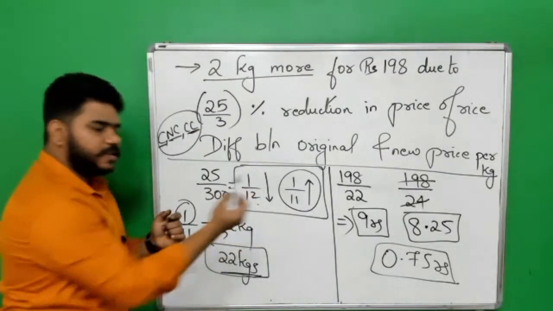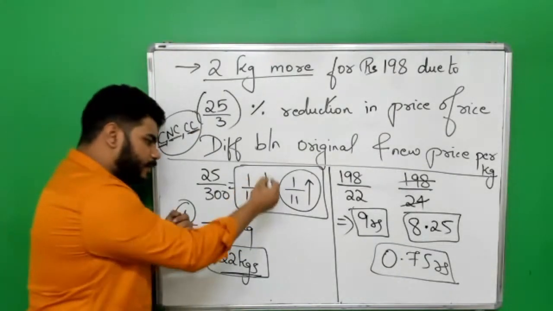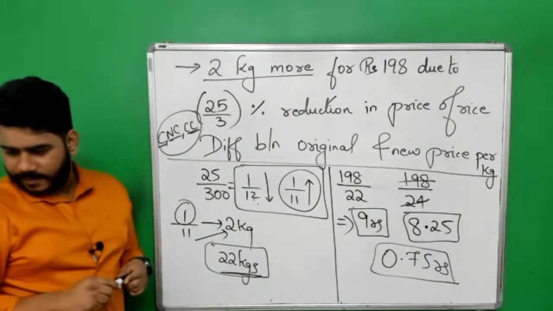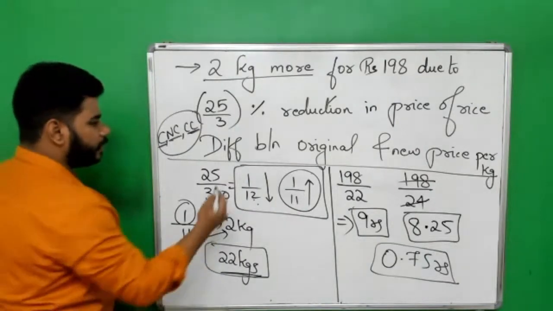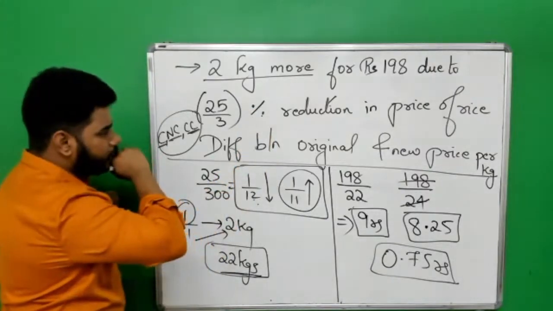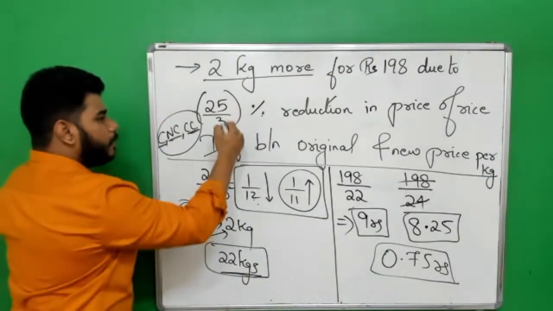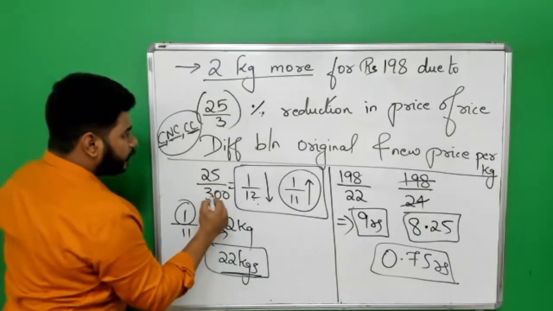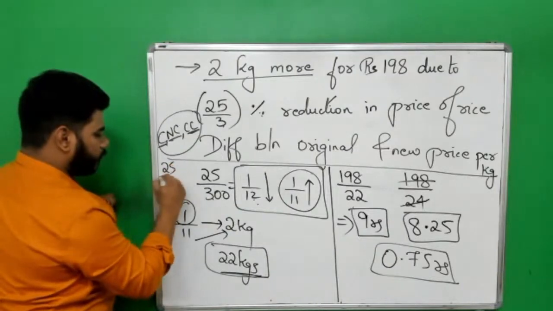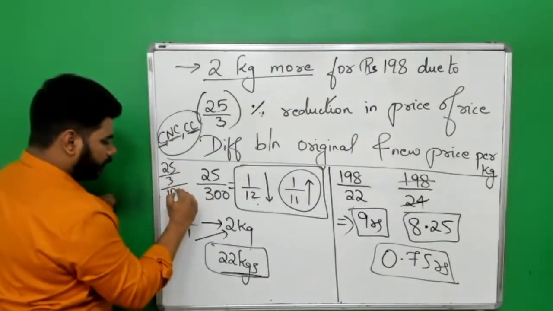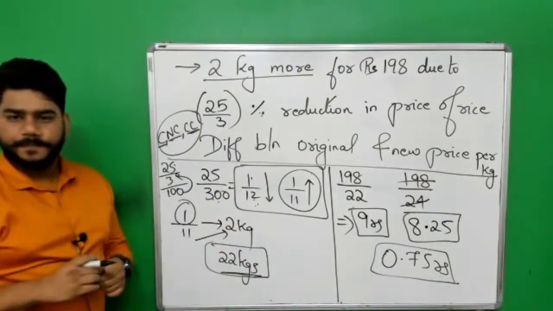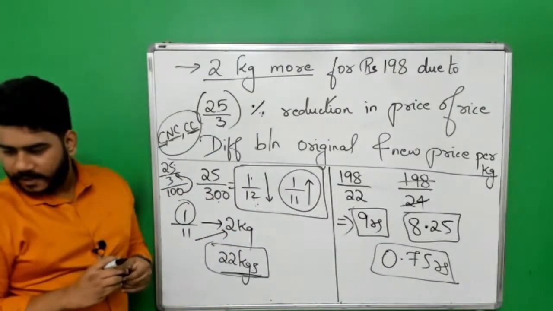I hope now you have understood this technique. If the price decreases, decrease the denominator; if it increases, increase the denominator. Okay, how 25 by 300? 25 by 3 percentage. Now, if I say 25 by 3 percentage, this is nothing but 25 by 3 divided by 100. So that 100 goes to the denominator, it becomes 25 by 300. That is nothing but 1 by 12. I hope it is clear.